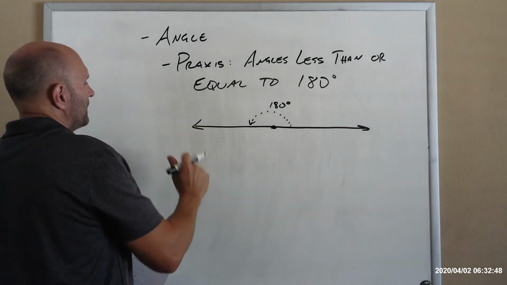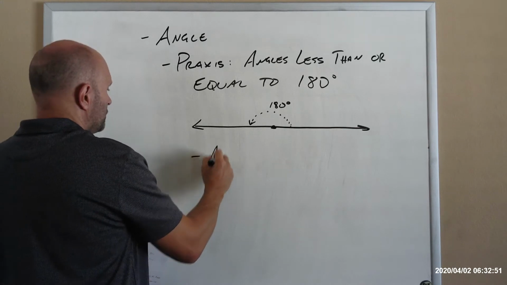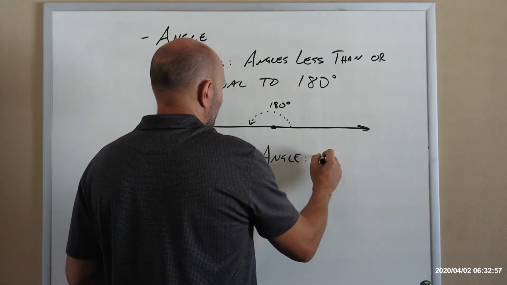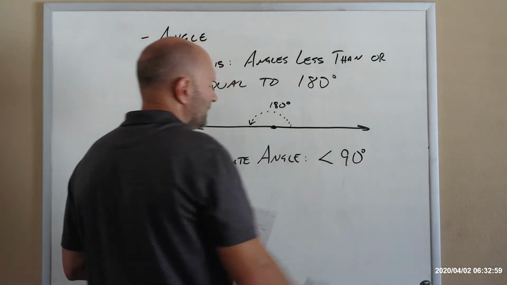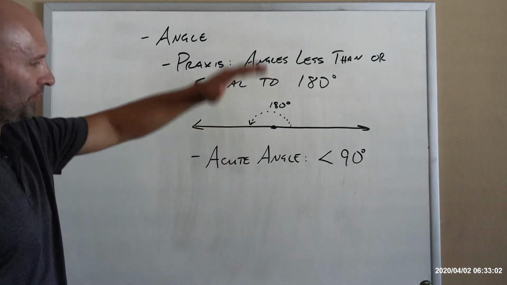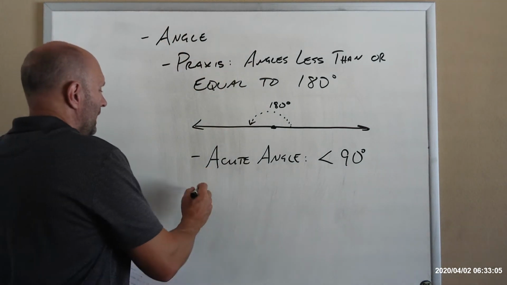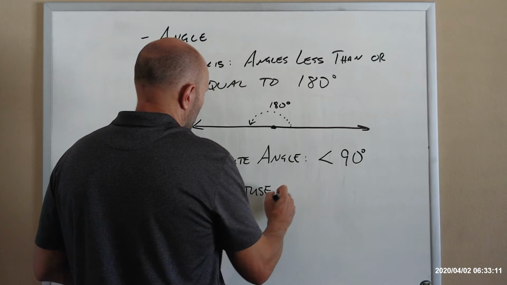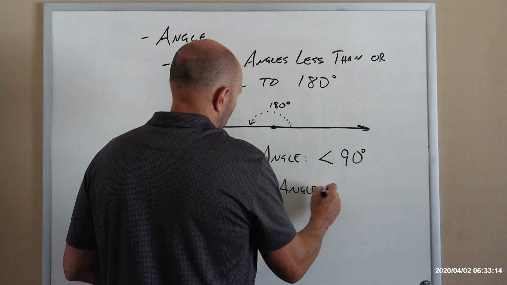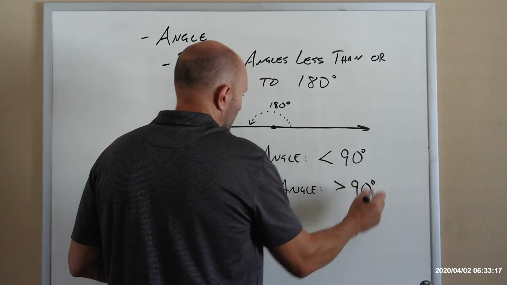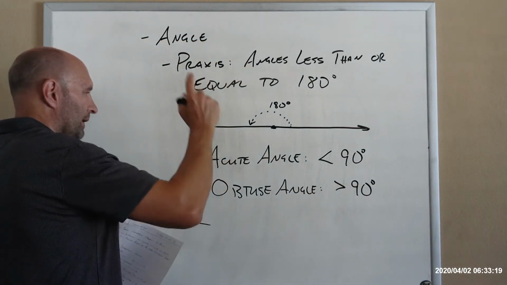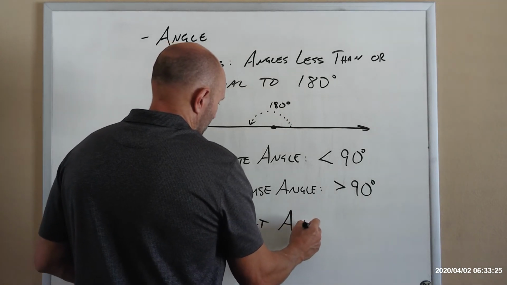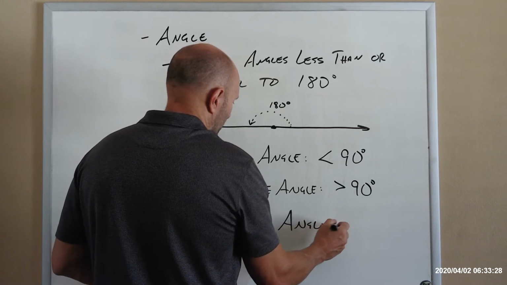We have three classifications of angles. We have an acute angle. And this is less than 90 degrees. So 0 to just under 90, acute angle. We have an obtuse angle, which is everything greater than 90 degrees. And when we have exactly 90 degrees, this is known as a right angle.